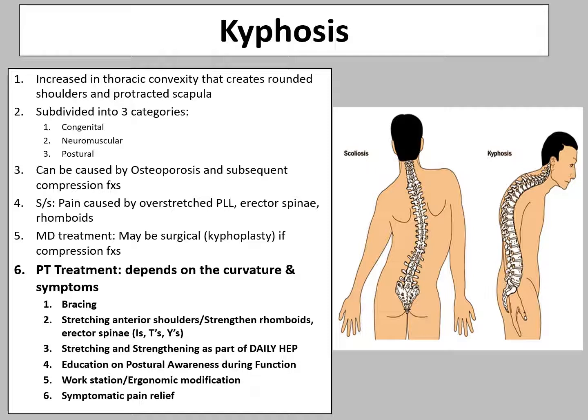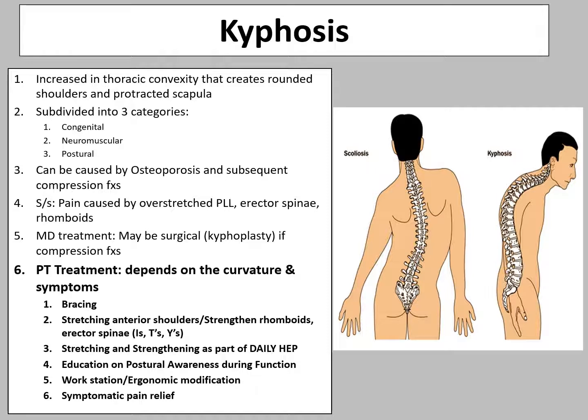Kyphosis can have three different categories: congenital, meaning they're born with it; neuromuscular, so developing from some type of either nerve impairment or muscular weakness; or postural, habitual. It can also be caused, as we talked about in the earlier slides, in patients that had osteoporosis and have had repeated compression fractures, so that anterior shift could cause more of a permanent change in posture.